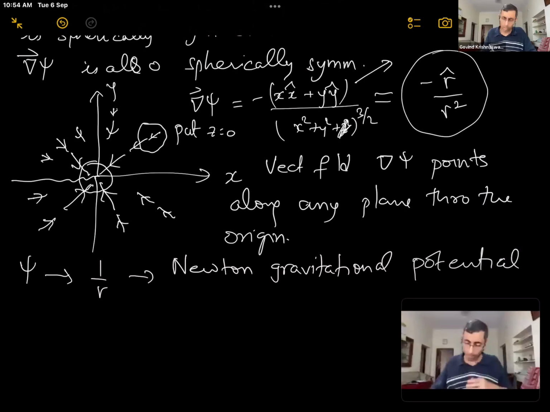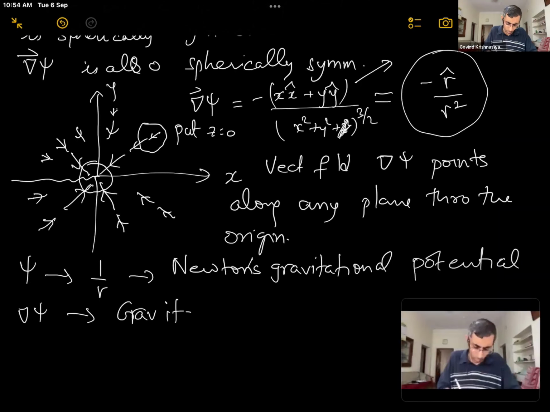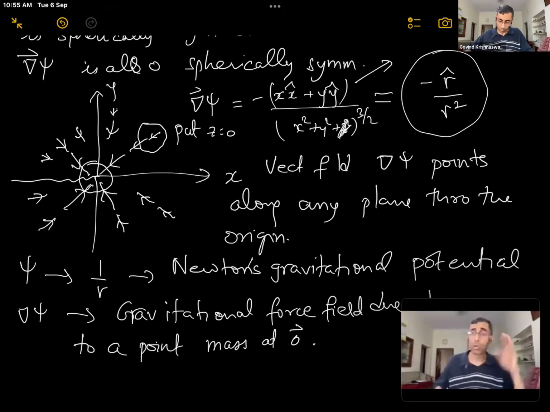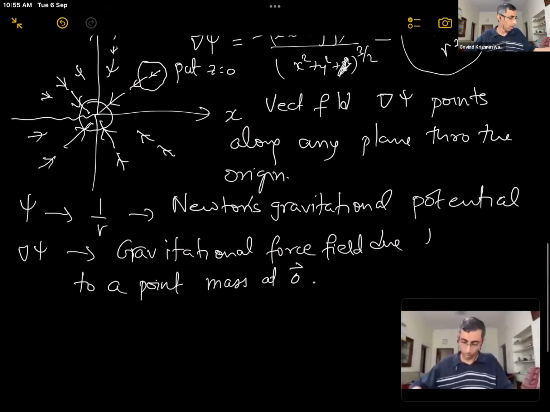If you're talking electrostatics, there will be the electrostatic potential. Newton's gravitational potential, and grad psi, up to some constant factors, would then be called the gravitational force field due to a point mass at the origin. So that's what it is. It's the Newtonian gravitational field. Okay, any further ideas about this?